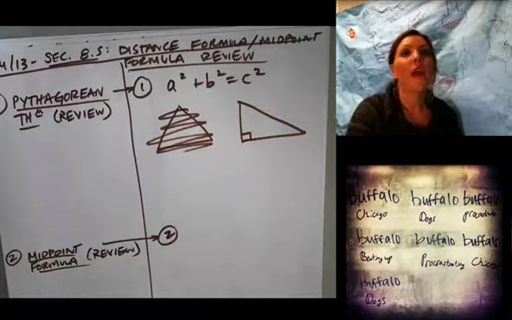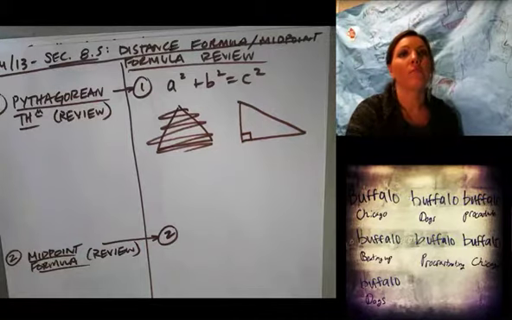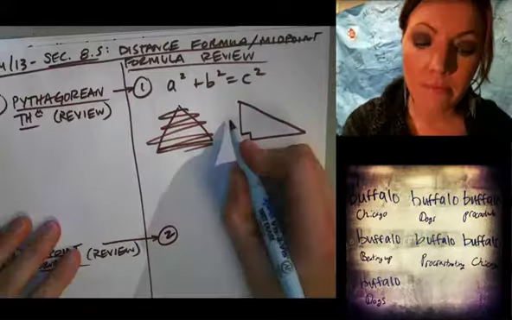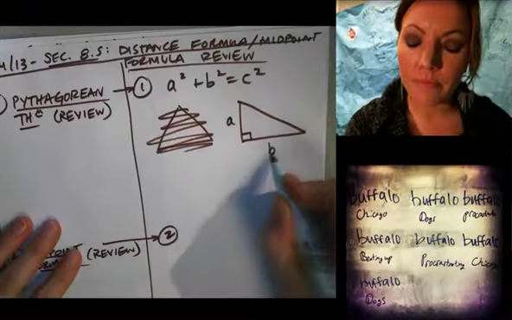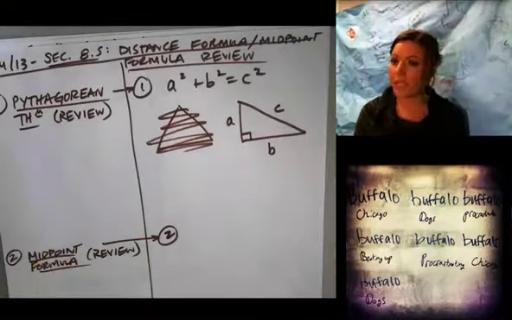Okay, within a right triangle, what goes where? Lydia. A and B will be on either side of the right angle. Okay. And C is the hypotenuse. Cool. Everybody give it up for Lydia.